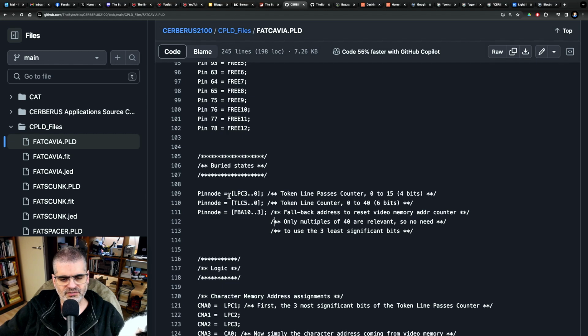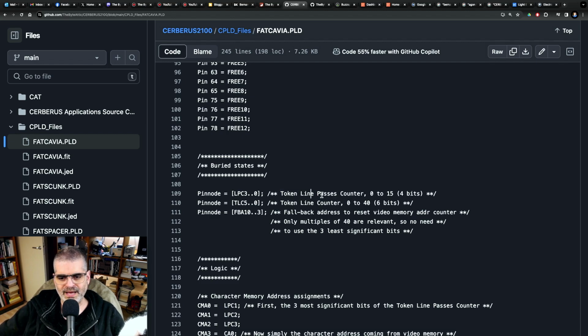So in the first case here, LPC is what I call the token line passes counter. A token line is a character line or a character row on the screen. There are 30 of them, each one having 40 columns or 40 characters. I'm calling them a token line here for historical reasons. That's how I wrote it down in the original Cerberus 2080.